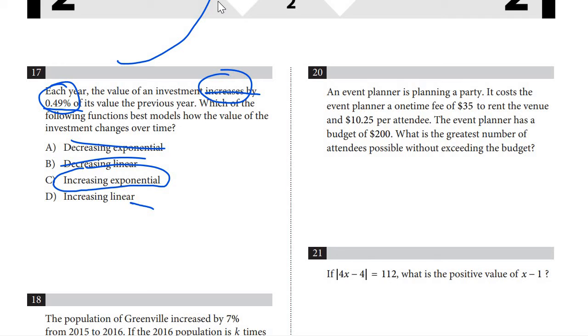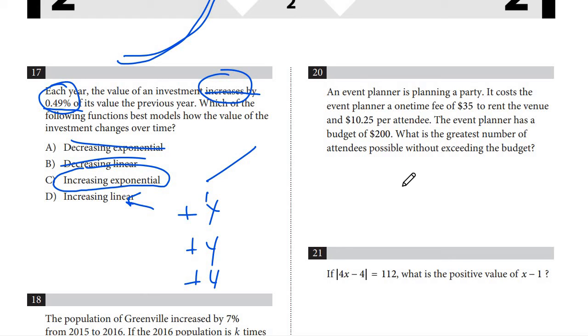It is not increasing in a linear fashion. We would have a linear increase if we always increase by the same constant number. But if our investment goes up by $4 every week, that would be linear. Linear looks like this, exponential looks like that. Next.